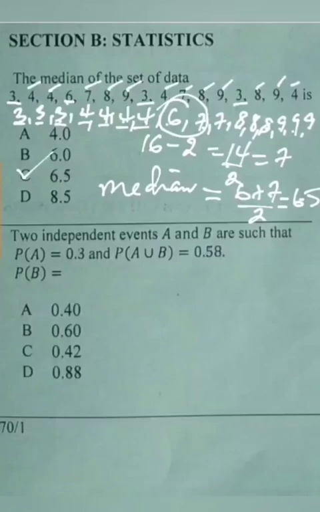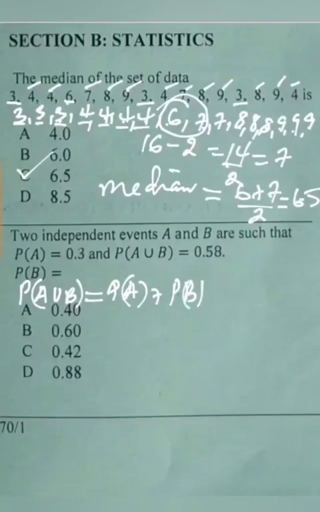In the second question, we have that 2 independent events, A and B, are such that P of A equals 0.3 and P of A union B equals 0.58. P of B equals... So here we have P of A union B. Using the compound event formula, it's supposed to be P of A plus P of B minus P of A intersection B. And since A and B are independent, P of A intersection B will be the product of the two probabilities. So P of A times P of B. And P of A union B is given as 0.58.